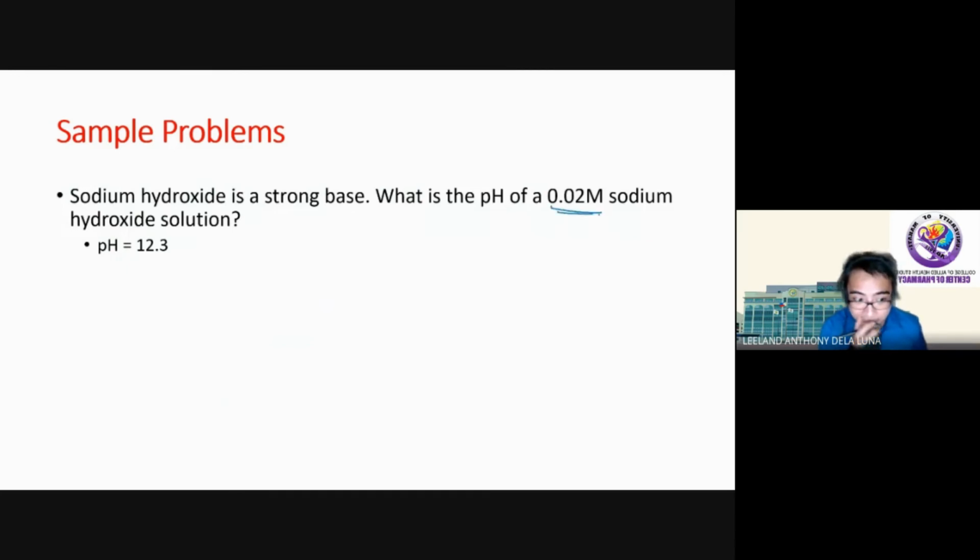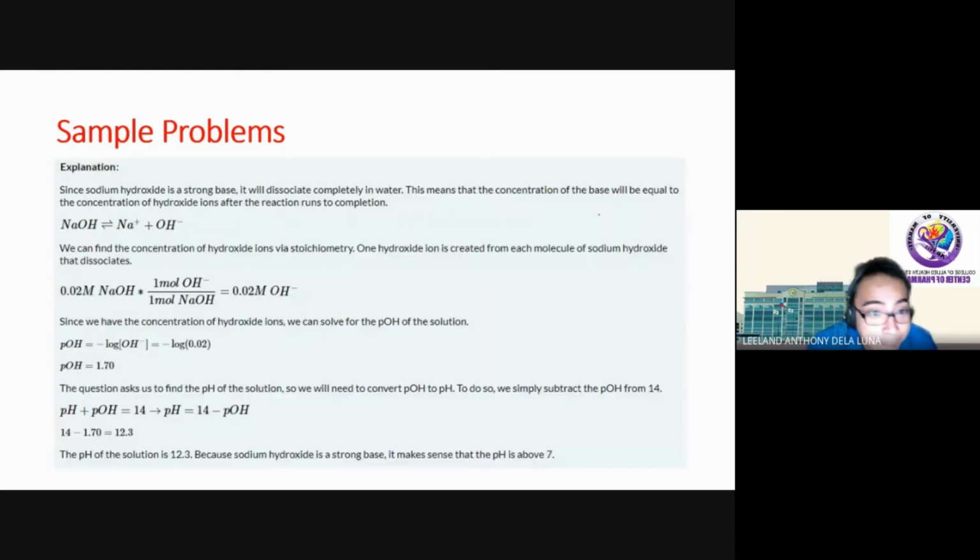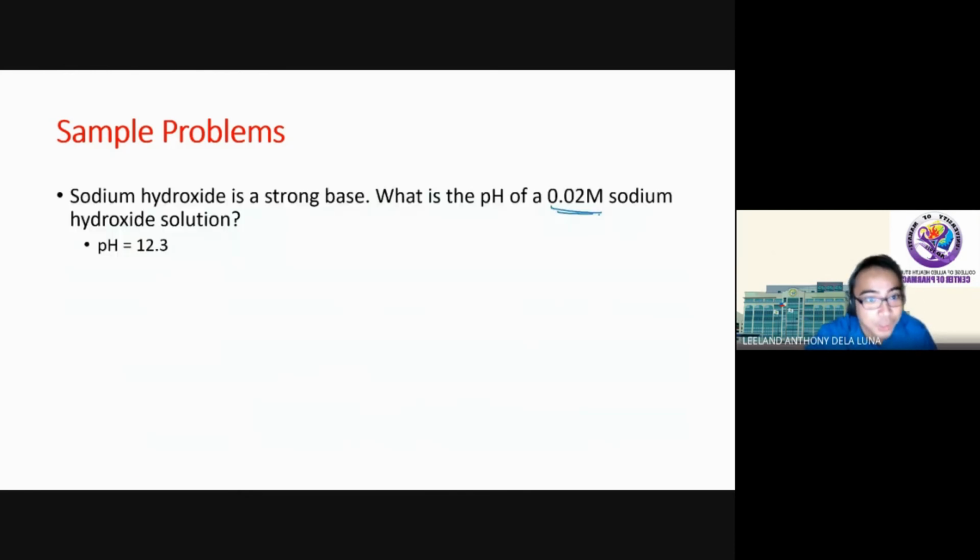So, obviously, class, I already have my concentration. It just so happens that here, it's a base. So, what we'll do is similar, 0.02. Okay. Ay, sorry, wrong. Is that right? Wait a moment. Just making sure. Okay, actually, it's pOH that I'll get here. Okay, sorry about that.